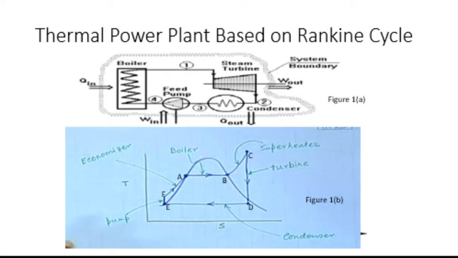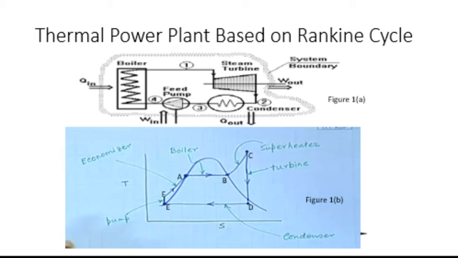Certainly the temperature will drop, and in no time it will be converted into liquid. As soon as it is converted into liquid, it will impinge on the blades of the steam turbine and corrode those blades. So what we want to do is increase the temperature further.